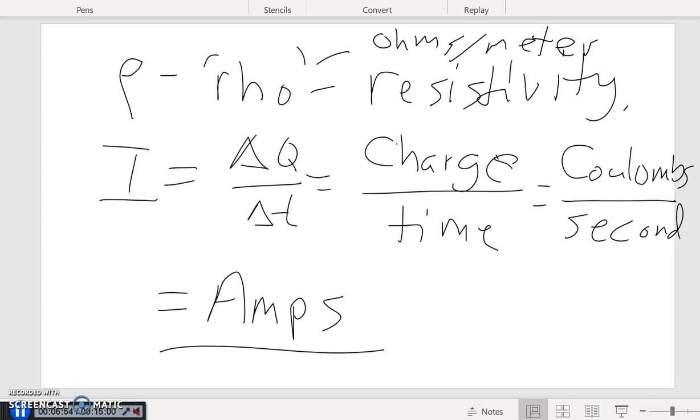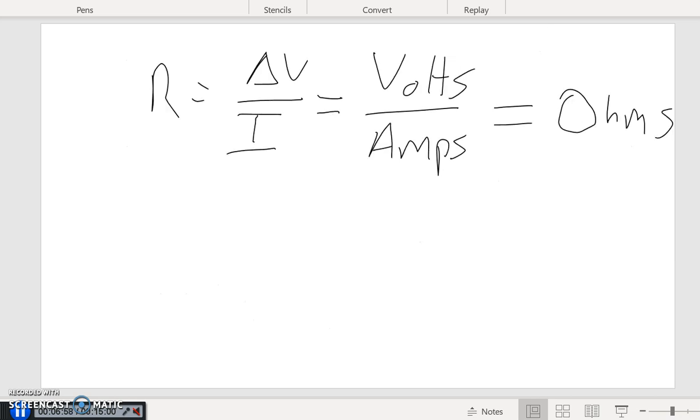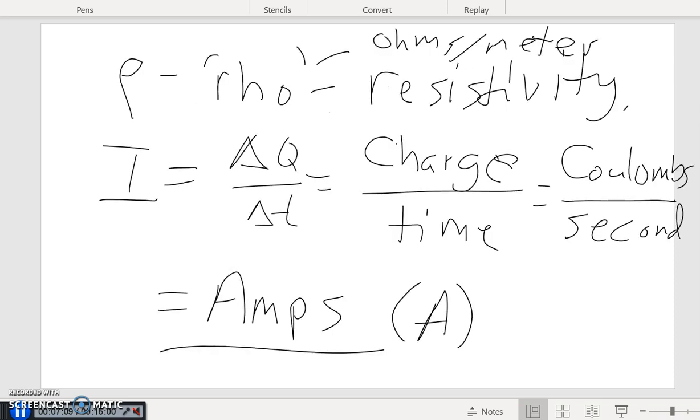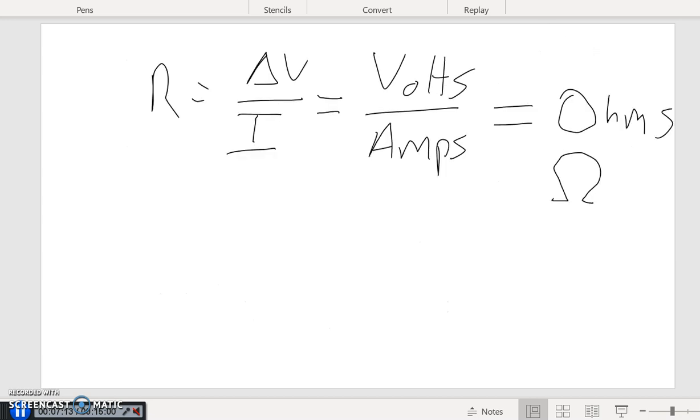Now, the symbol that we use for ohms is the Greek symbol capital omega. That is the symbol for ohms. We'll use A for amps, V for volts, and omega for ohms. Each individual substance that you might use in a conductive experiment to move current over certain voltage ranges is going to have a fairly consistent resistivity.